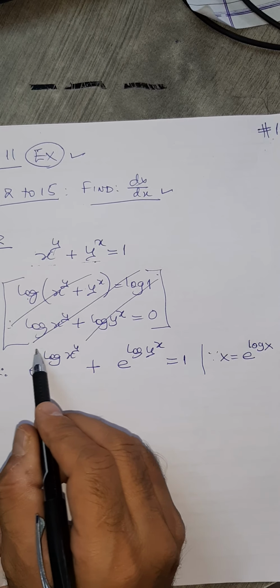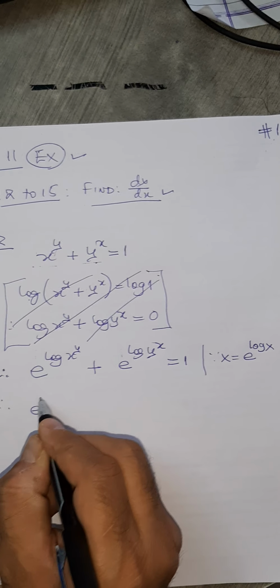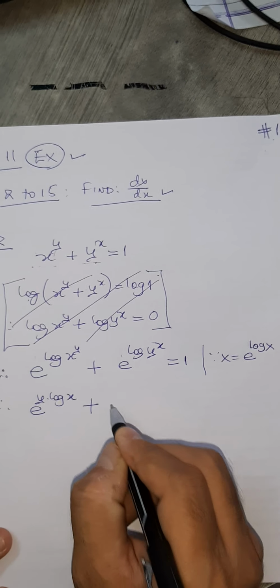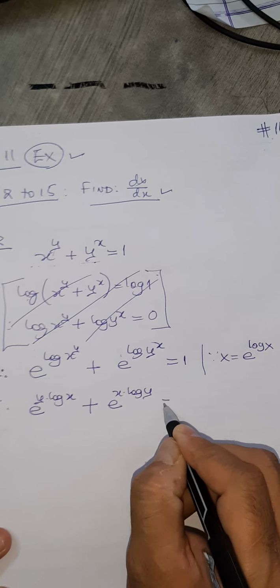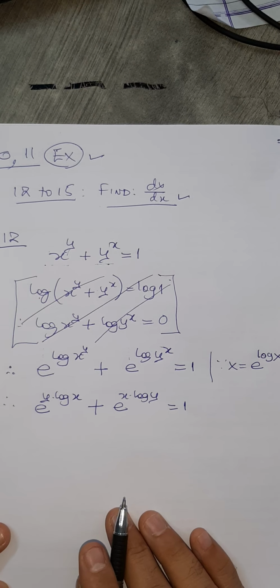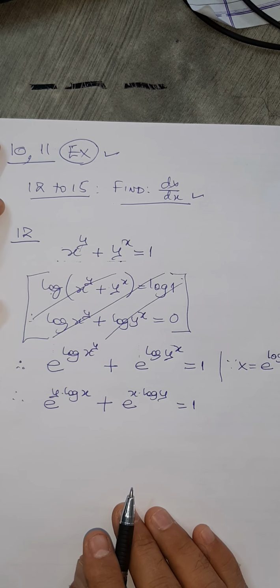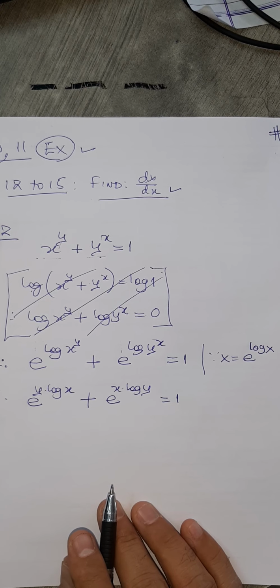Now next step. This is in the product. This is in the product. So e raised to y into log x plus e raised to x into log y equals 1. This is just simplification. This was not the differentiation. Differentiation will be now, remember. Now we'll have a differentiation step.